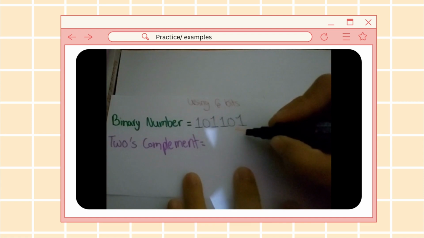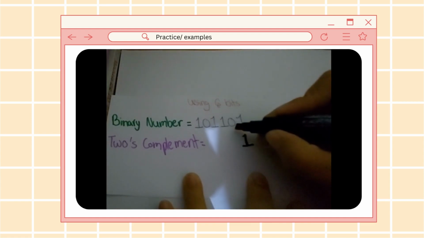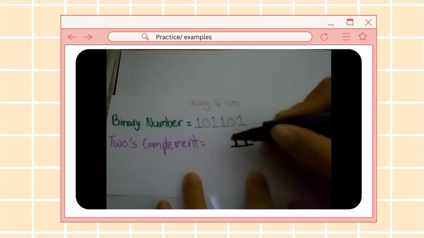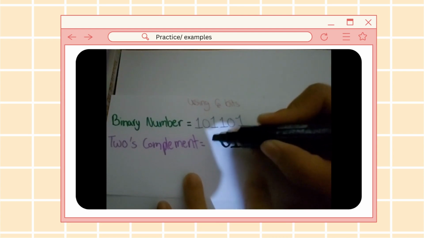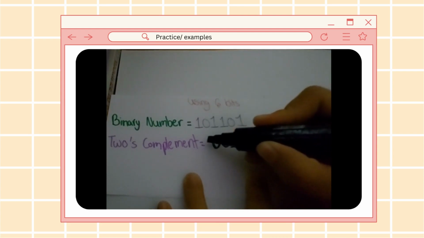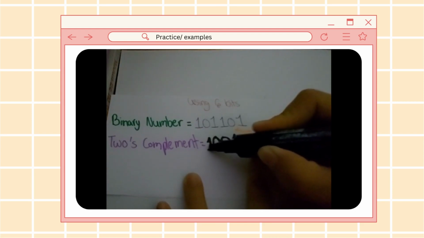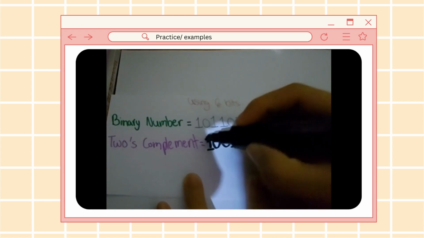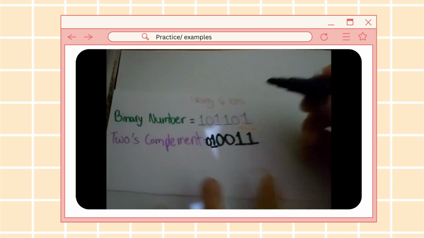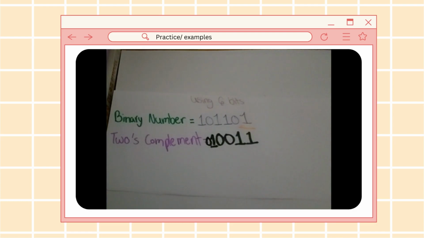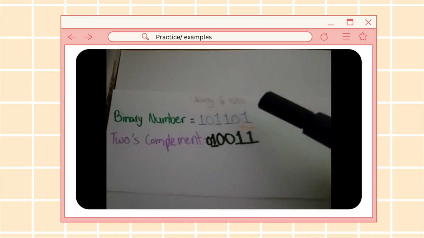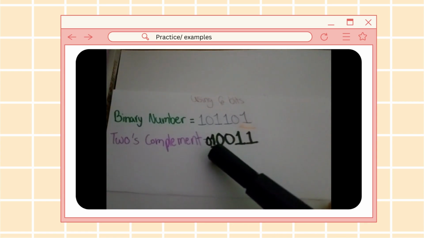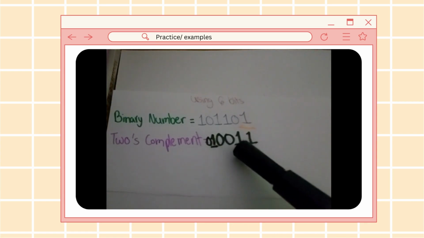Therefore, we'll have 1, we'll flip the 0 and it will be converted into a 1. This 1 will be converted into a 0. This other 1 will be converted into a 0. This 0 will be converted into a 1. And this 1 will be converted into a 0. Therefore, the 2's complement for the binary number 1, 0, 1, 1, 0, 1 is 0, 1, 0, 0, 1, 1.